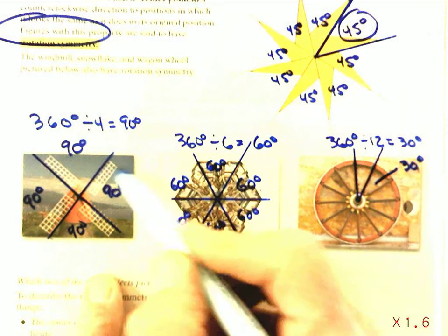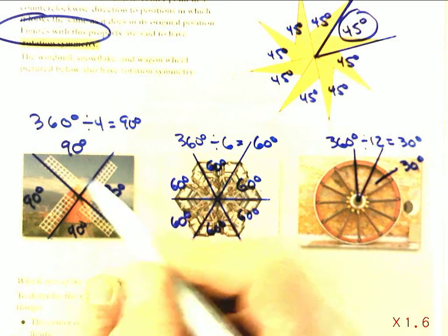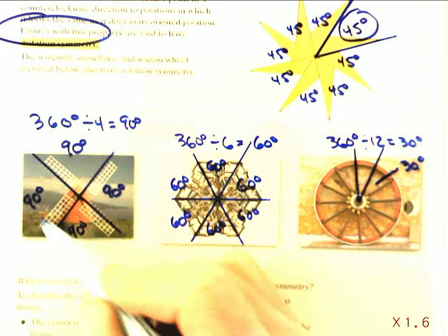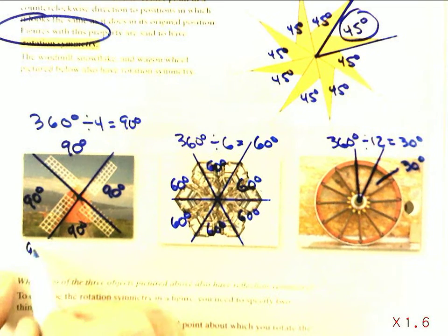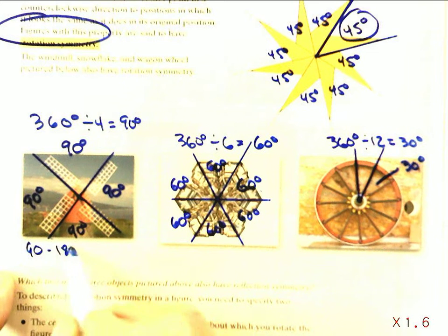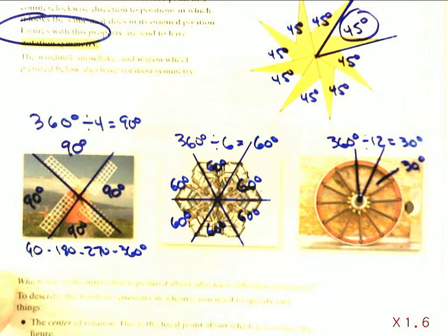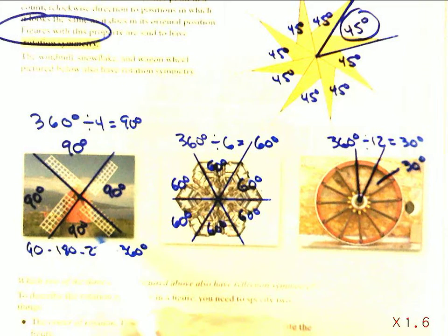Or even 90, 180 would give me back to the original image, 270, or all the way around 360 degrees. So you actually have, in this case, all these 90, 180, 270, and 360 are all your different rotations for the windmill that will bring it back to its original shape.